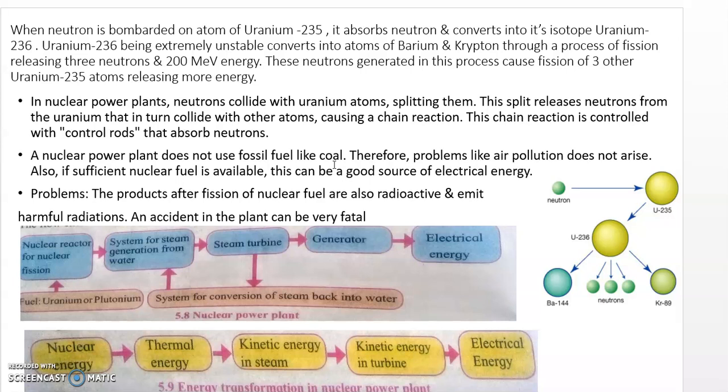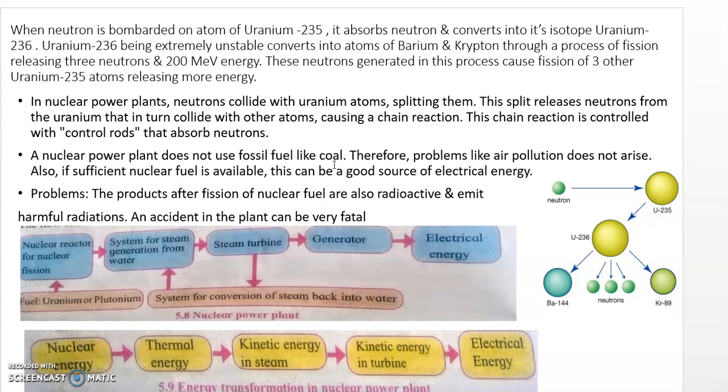Air pollution means the emission of gases, that is carbon dioxide, sulfur dioxide and nitrogen oxide, which are very harmful to health. Along with the emission of these gases due to the burning of coal, you have seen that when coal is burned, soot particles are also released, and this can cause serious health problems, that is, to the respiratory system.